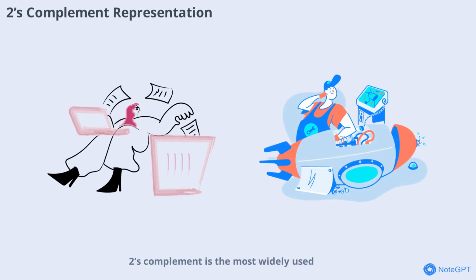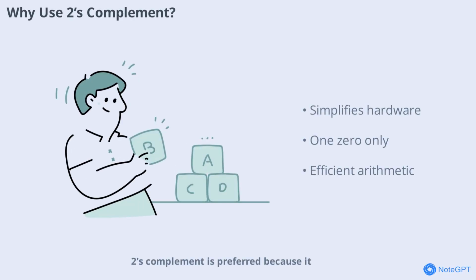Twos complement is the most widely used method for representing sign numbers in computers. To get the twos complement, invert all the bits and add 1 to the result. This method solves the problem of 2 zeros and makes arithmetic operations more efficient. Twos complement is preferred because it simplifies hardware design and arithmetic operations. With this method, addition and subtraction can be performed using the same circuitry, and there's only one representation for 0. This efficiency is why modern computers use twos complement for sign numbers.